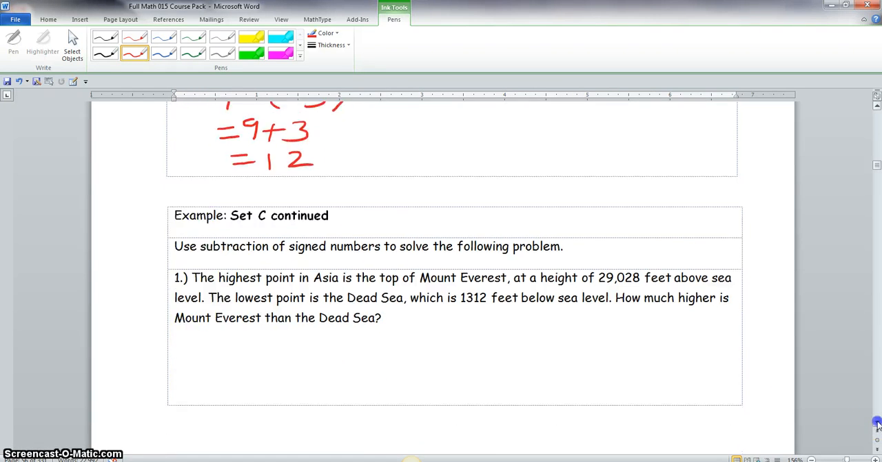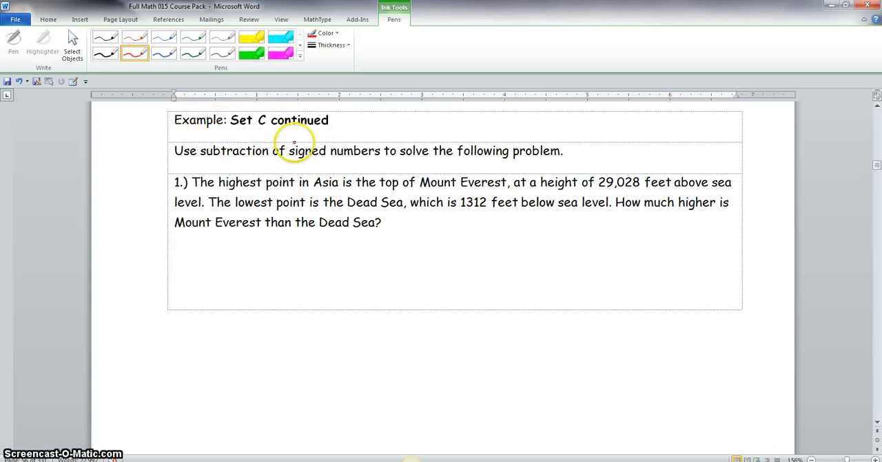Now we come down here to example set C, continue. It says use subtraction of signed numbers to solve the following problem. The highest point in Asia is the top of Mount Everest at a height of 29,028 feet above sea level. The lowest point is the Dead Sea, which is 1,312 feet below sea level. How much higher is Mount Everest than the Dead Sea?